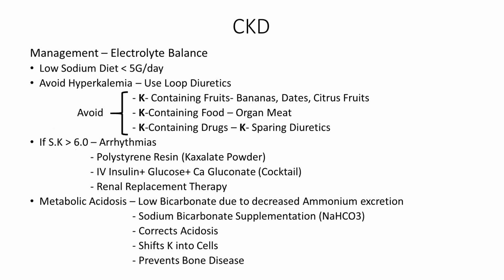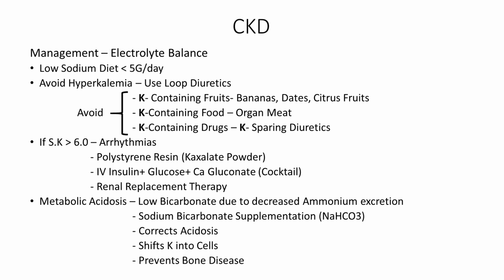Low sodium diet, avoid hyperkalemia, use only loop diuretics, and patients should be educated to avoid potassium containing foods like bananas, citrus, grapes. Organ meat should be avoided, and drugs like potassium-sparing diuretics should be avoided because hyperkalemia is a very serious disorder and you have to keep a close watch to avoid it.